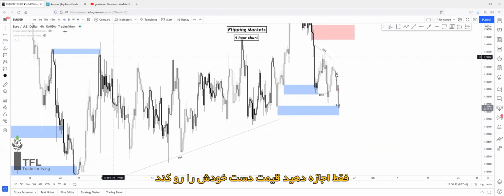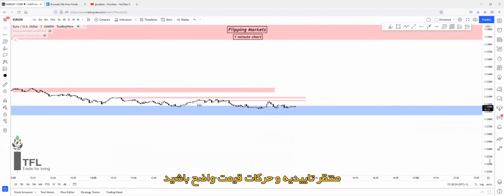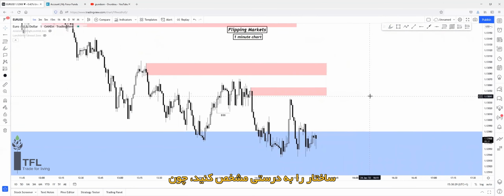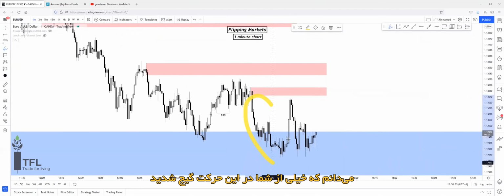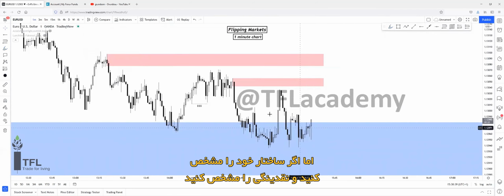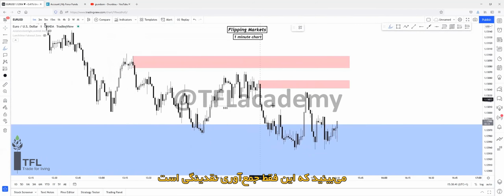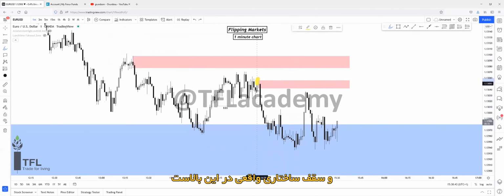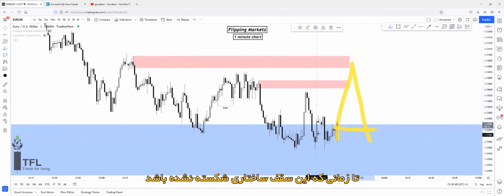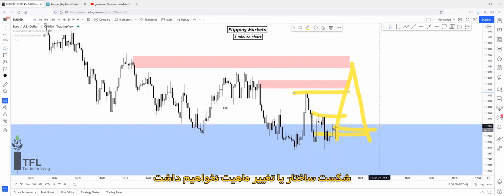Just let price show its hand, wait for confirmation, wait for clear price action, map out your structure correctly, because I know a lot of you guys were confused on this movement. Yeah, this movement could be confusing, but if you map out your structure, you map out your liquidity, you will see that this was just a liquidity sweep and the real structural high is up here. And until this structural high breaks, there won't be a break of structure or change of character.